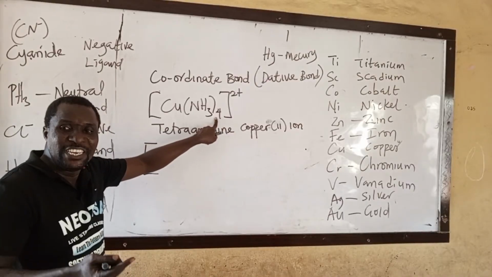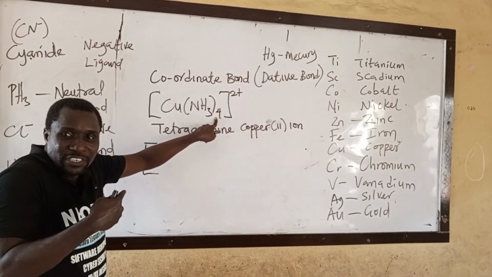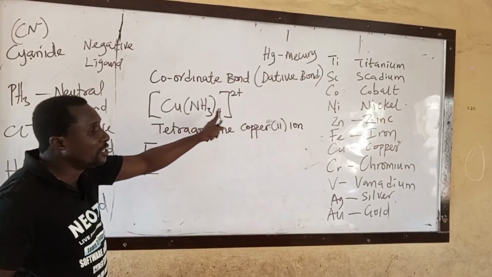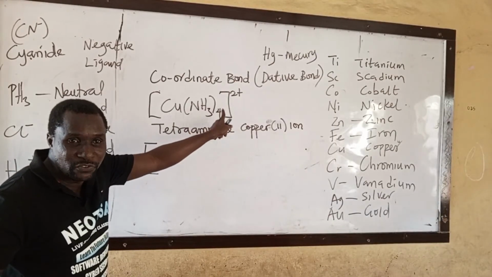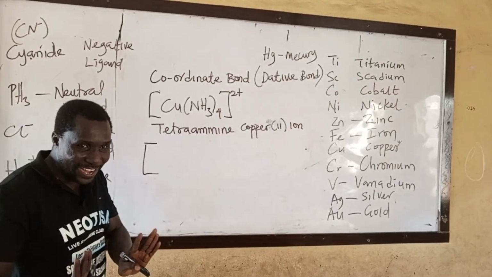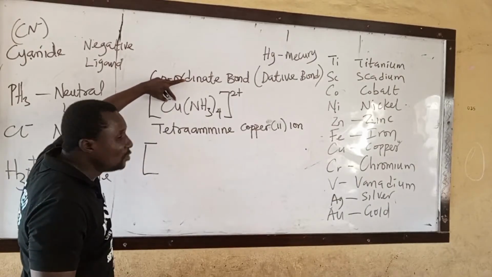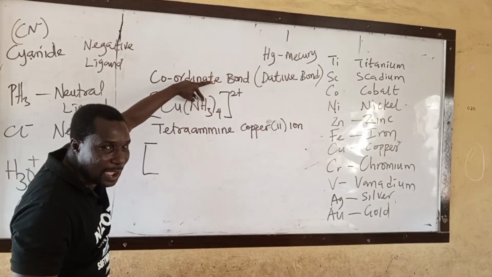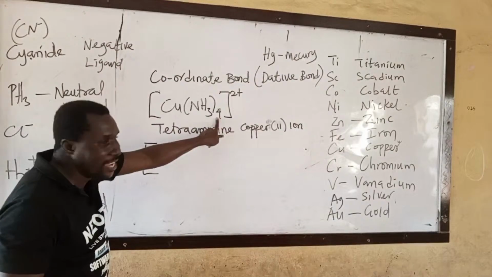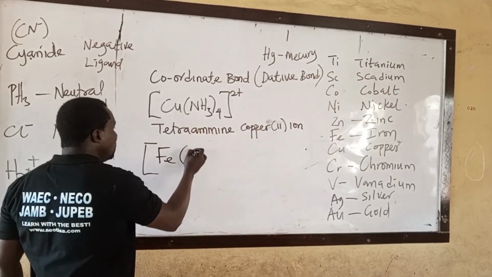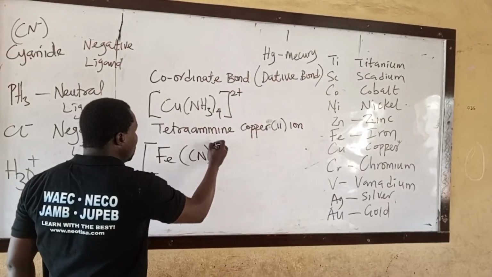We have what we call coordination number under coordination compound. But at this level, we don't need that one. The central atom is copper. The ligand is ammonia. We have 4 ammonia. Another one we have is iron cyanide.